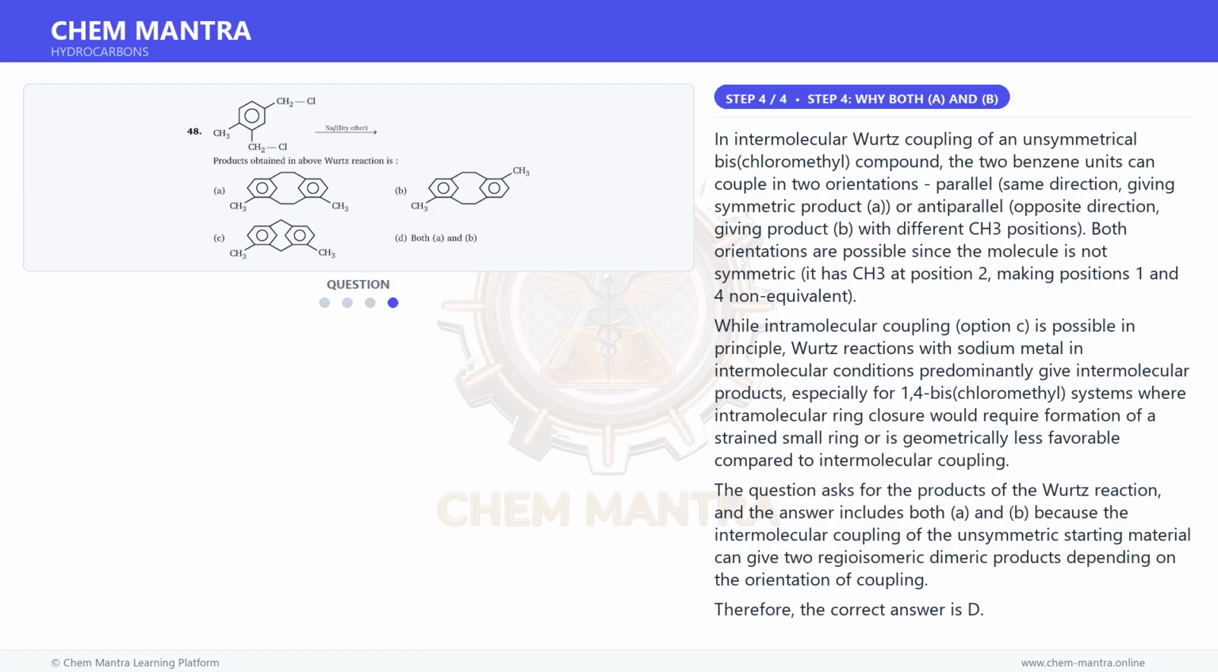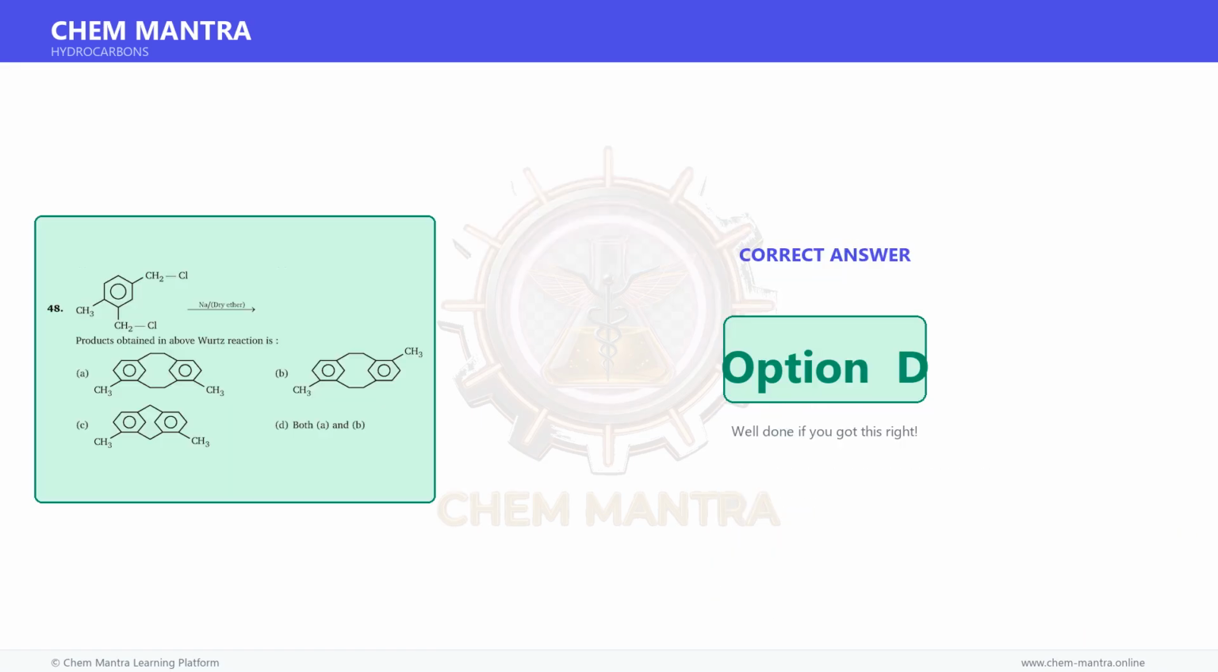The question asks for the products of the Wurtz reaction, and the answer includes both A and B, because the intermolecular coupling of the unsymmetric starting material can give two regioisomeric dimeric products depending on the orientation of coupling. Therefore, the correct answer is option D.